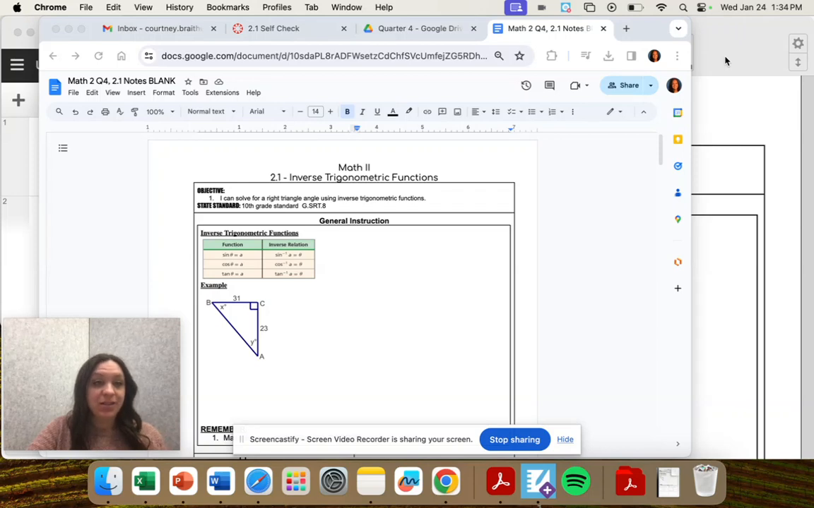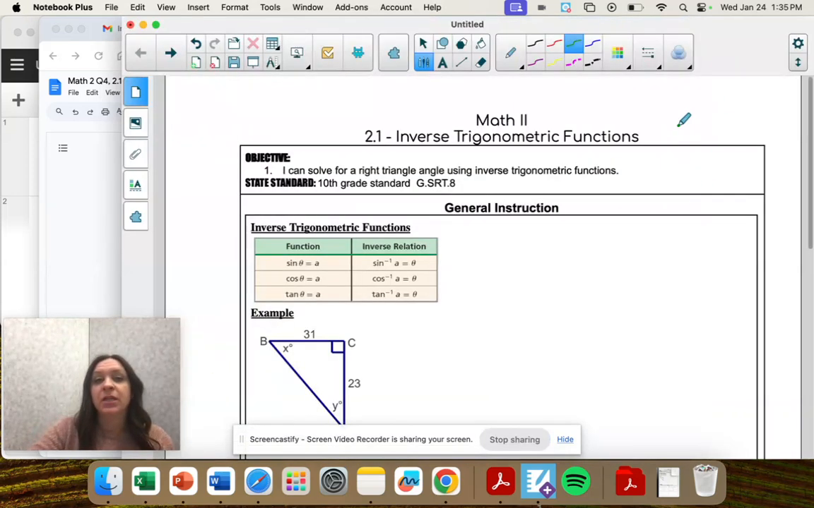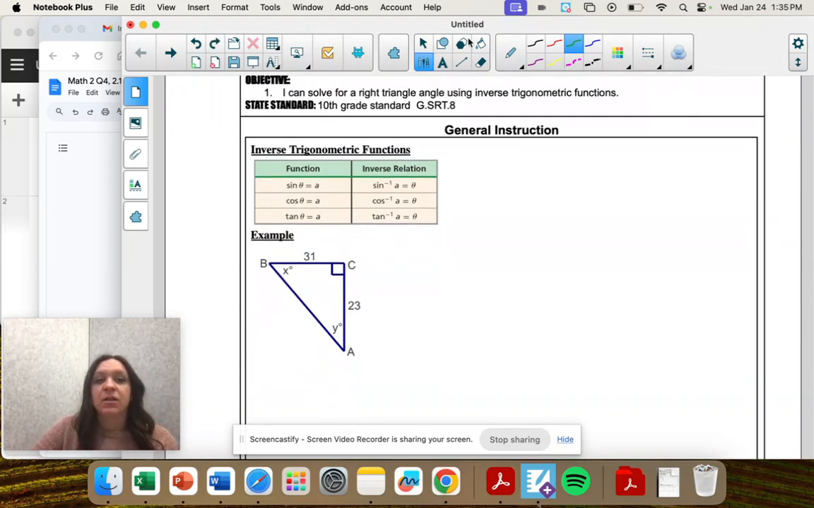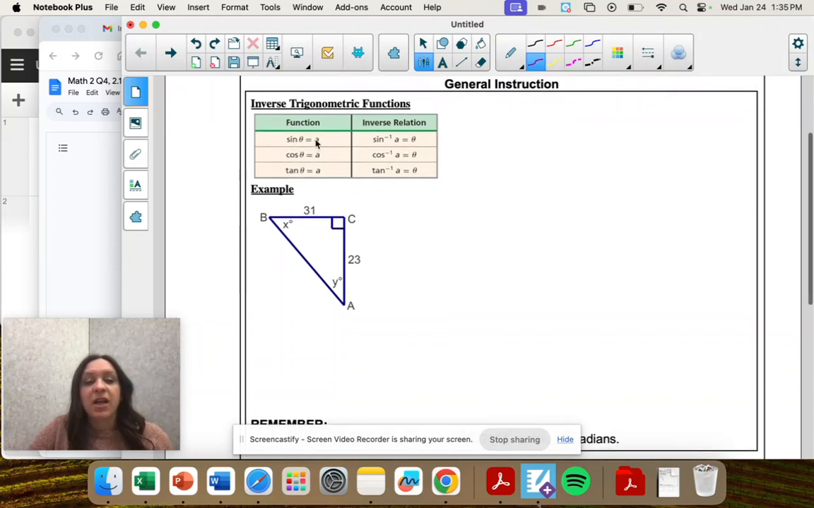Okay, 2.1 is inverse trig. It's similar to what we've been doing, but now we're solving for angles instead of sides. So sine of some angle A, inverse sine of the side relation is the angle. Let's just do an example so you can see what I'm talking about.